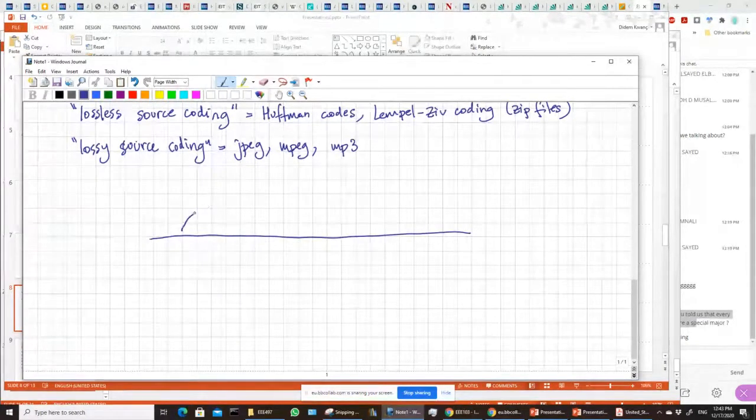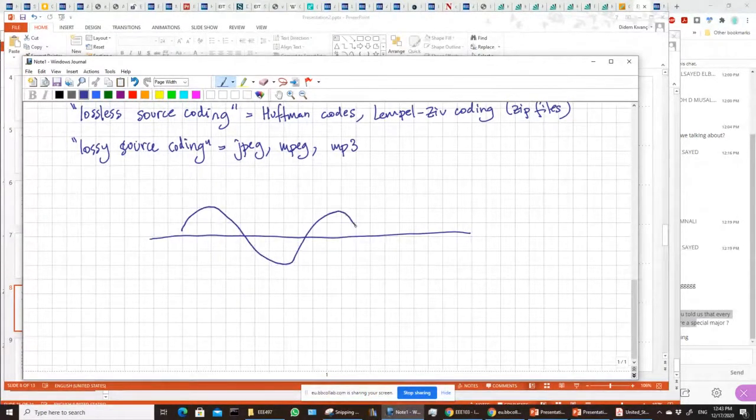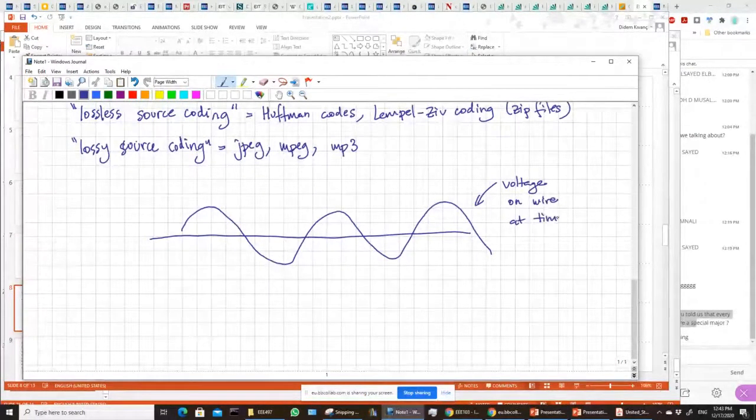So you can kind of draw this across the wire: the voltage on the wire at time t0. So I take a snapshot of the voltage across this wire at every instance of time, and I'm connecting this to an oscillator. Okay, there's also ground here, but don't worry about it.